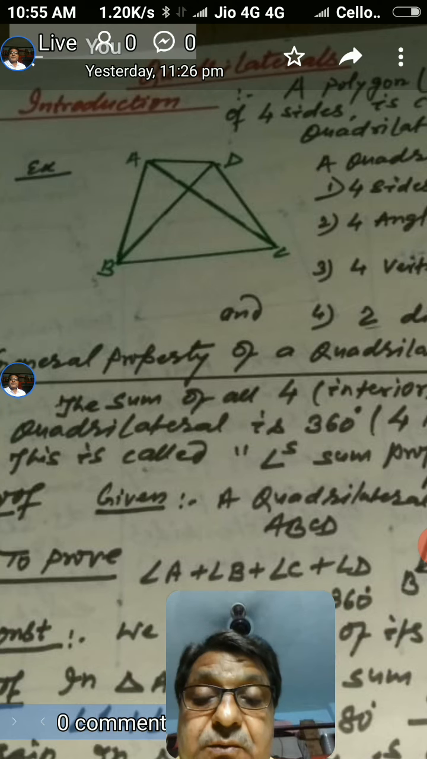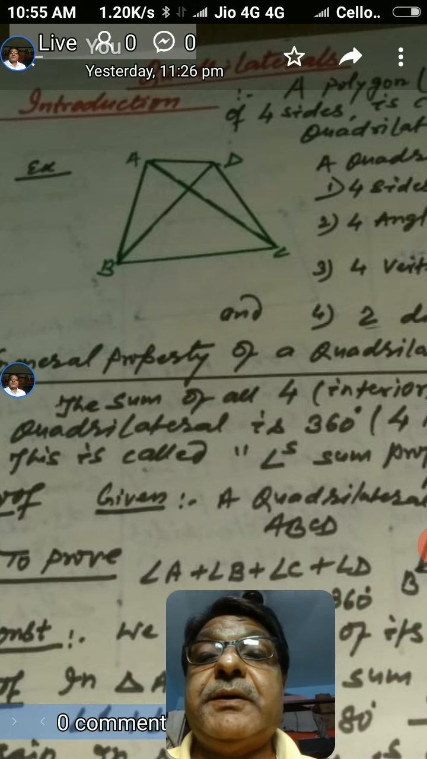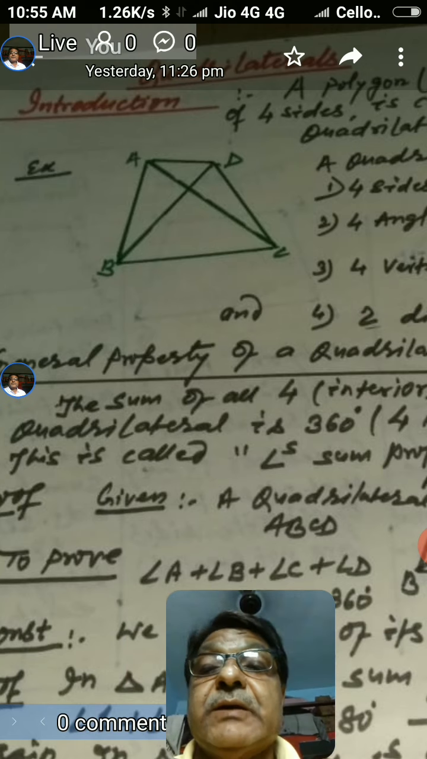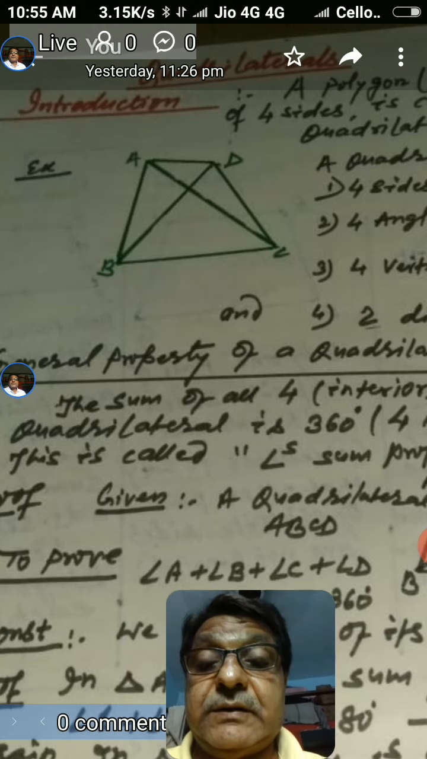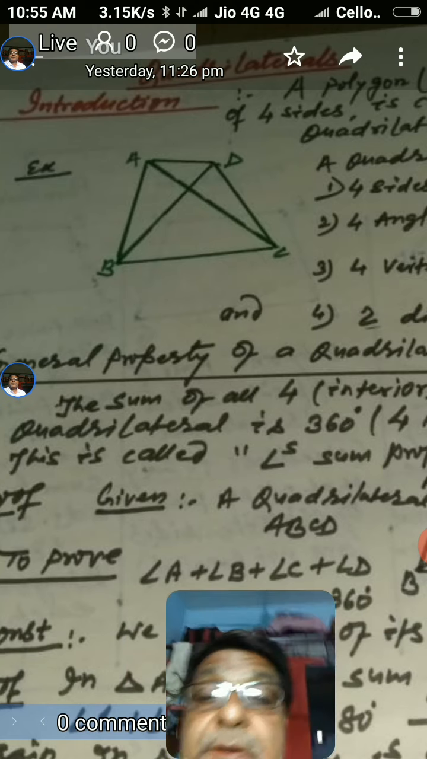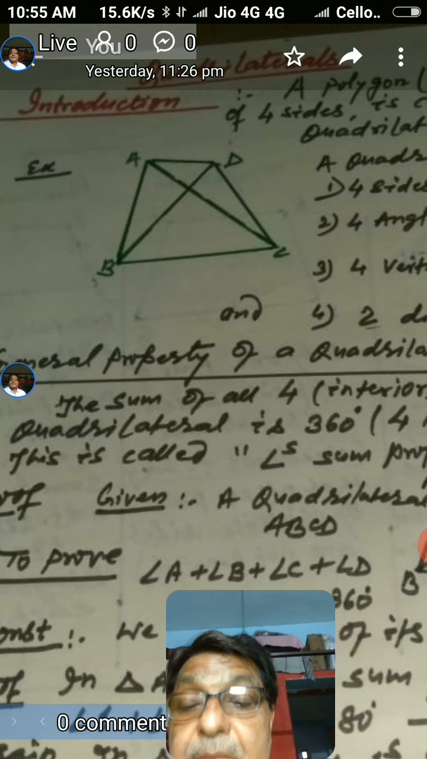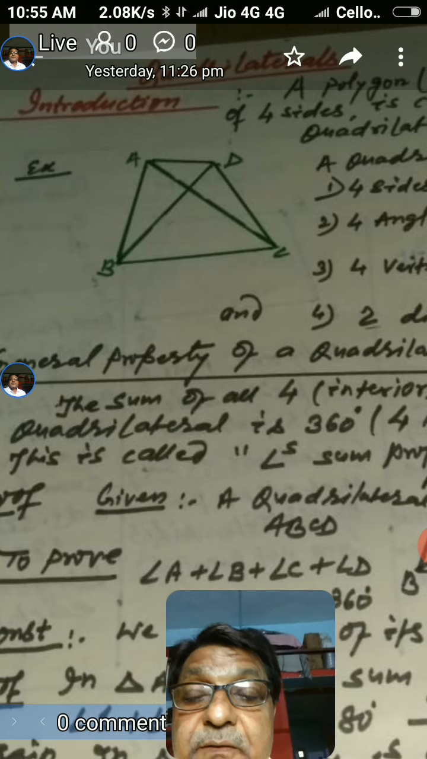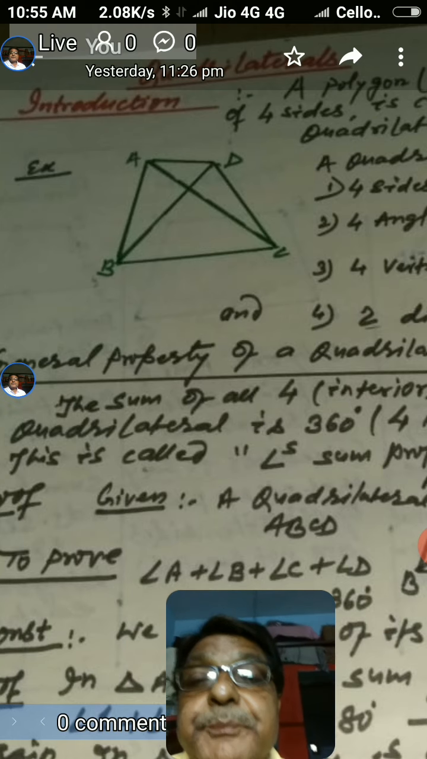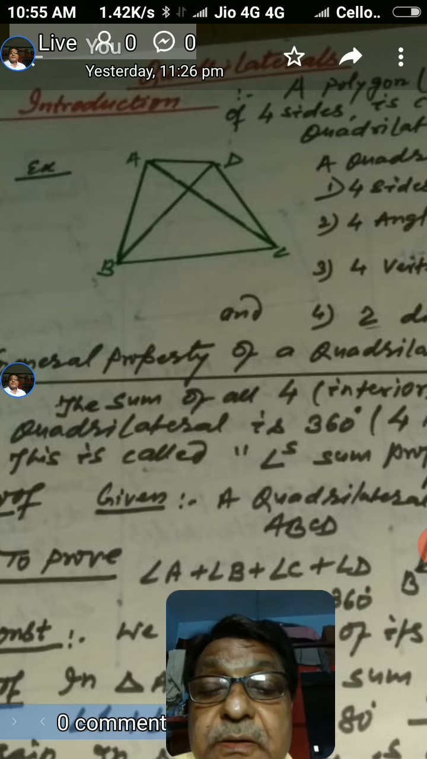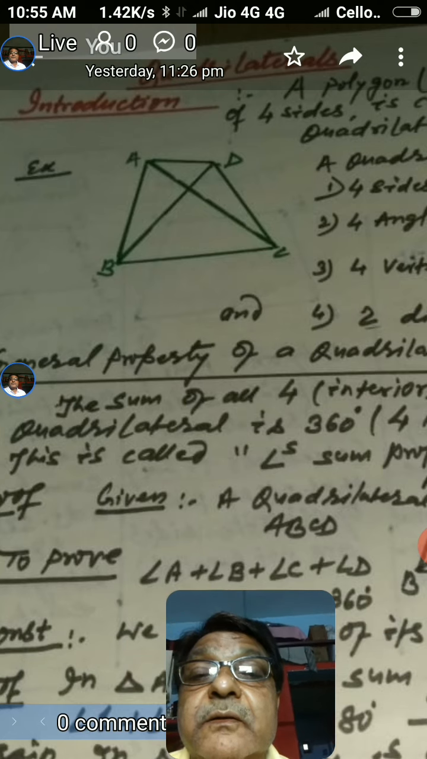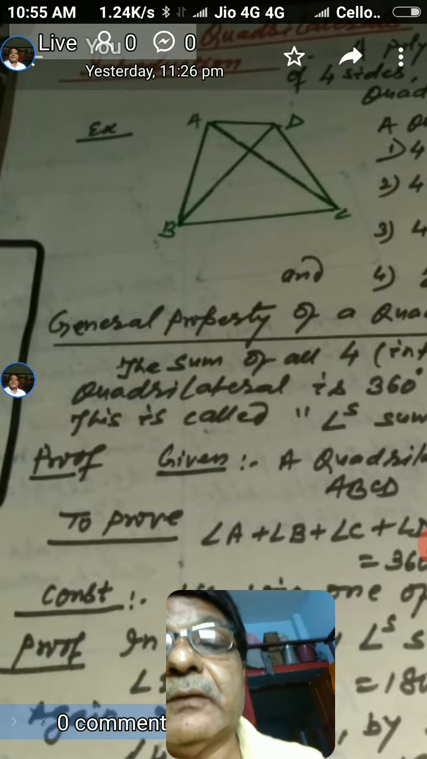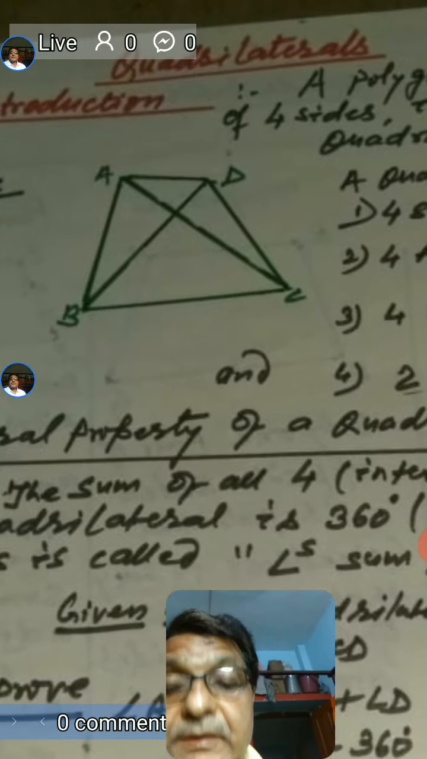Now you know the point where two sides meet is called a vertex. So quadrilateral ABCD has four vertices, say vertex A, vertex B, vertex C, and vertex D. Also, a quadrilateral has four angles, say angle A, angle B, angle C, and angle D.